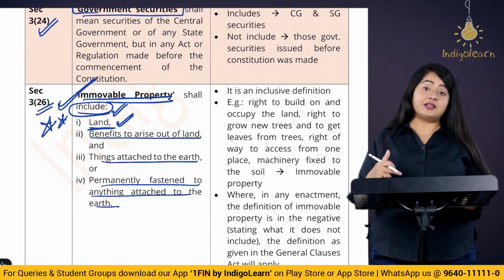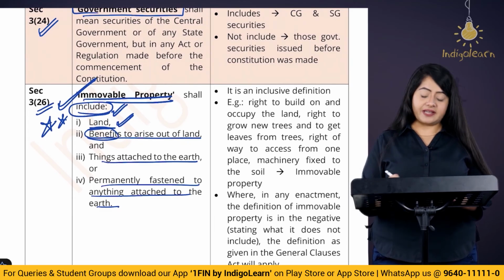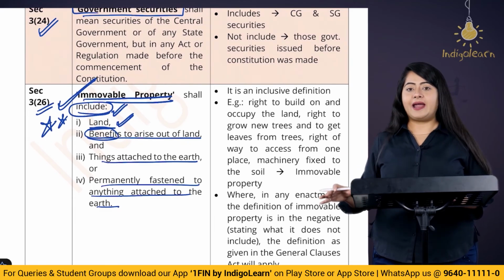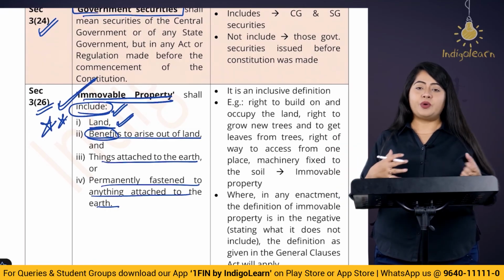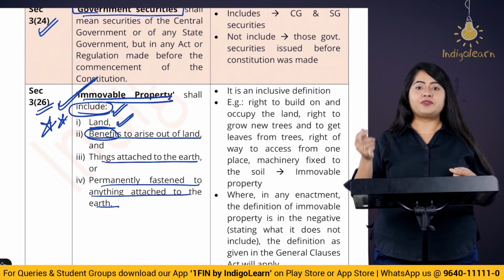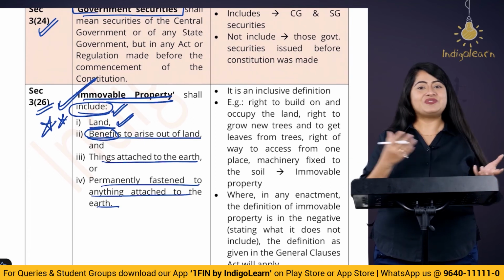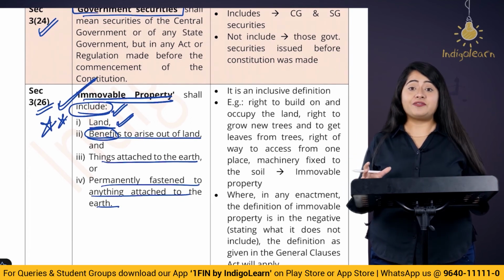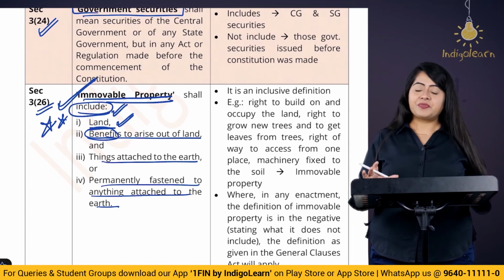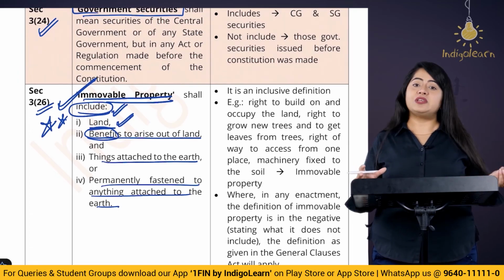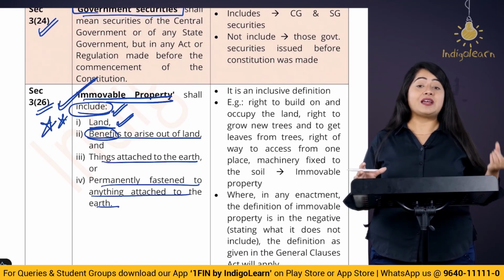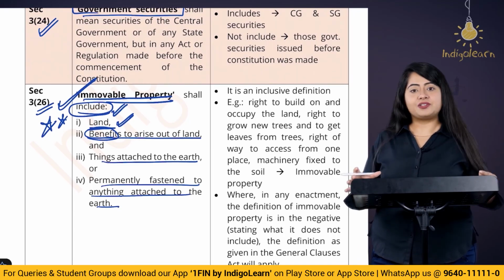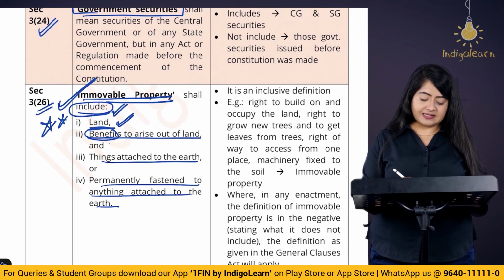So, other items that are included here are any benefits that arise out of land. For example, on the land, let's say there is a lake. In the lake, there are many fishes. So, when you go on that land, you can actually fish those fishes. You can take out those fishes, you can sell off those fishes. So, this is a benefit which we derive from that land. Same way, let's say on the land, there are some trees that are growing. On the trees, there are fruits. So, these fruits that you get from the trees that are attached to the earth, this is a benefit that you derive from the land. So, that is the second point.